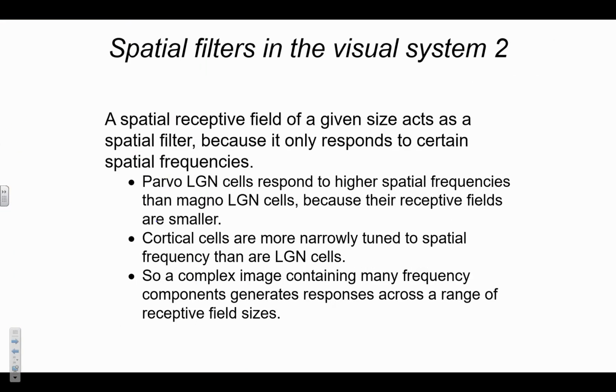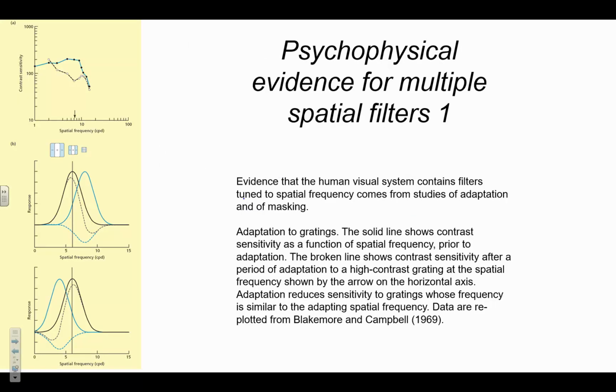All right, so spatial frequency, we've talked about this in these filters, right? We've said that each layer responds to either higher, if it's parvo, or magno is going to be the lower spatial frequencies. If you have a complex image, which most images are, you're going to be exciting those receptive fields in both types of layers, in the parvo and the magno, so you're going to get everything excited.